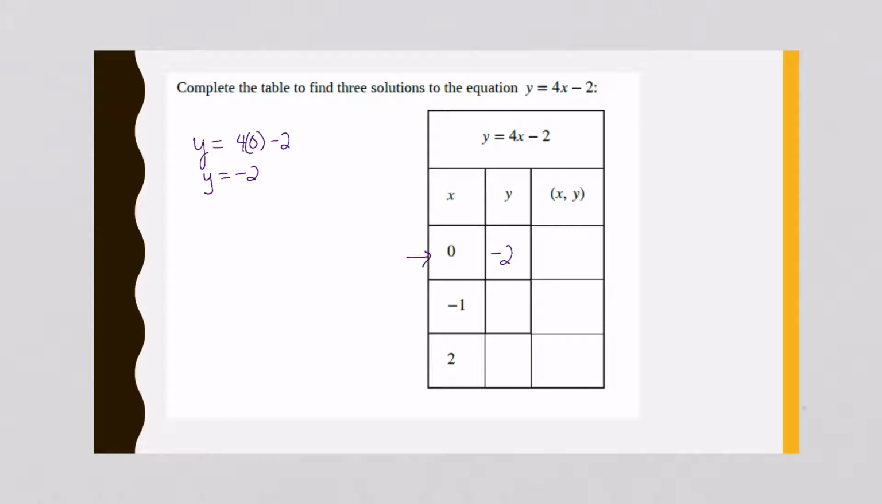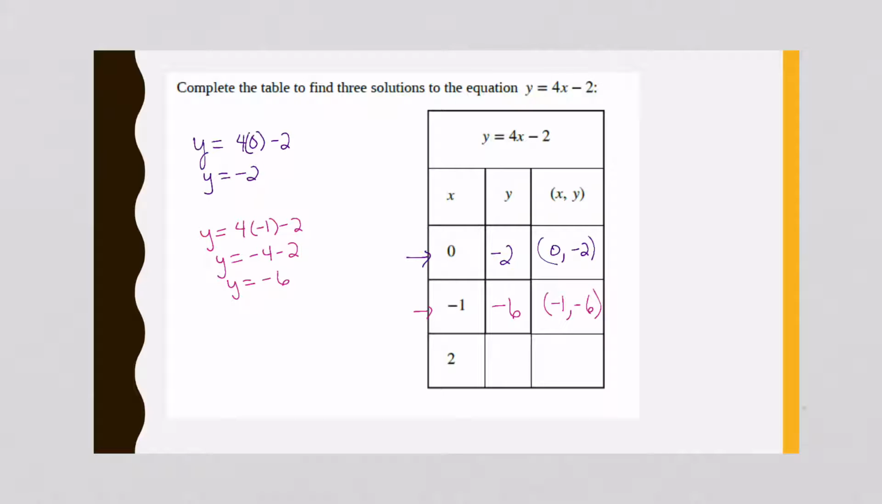Now we have an x and we have a y. So that means later on, whenever we go to graph this, we have a point at that location. So now I'm going to try the next one. I'm going to put negative 1 in where I see x. Y is equal to 4 times negative 1 minus 2. So y is equal to negative 4 minus 2, which is negative 6. So I also have an ordered pair at negative 1, negative 6.